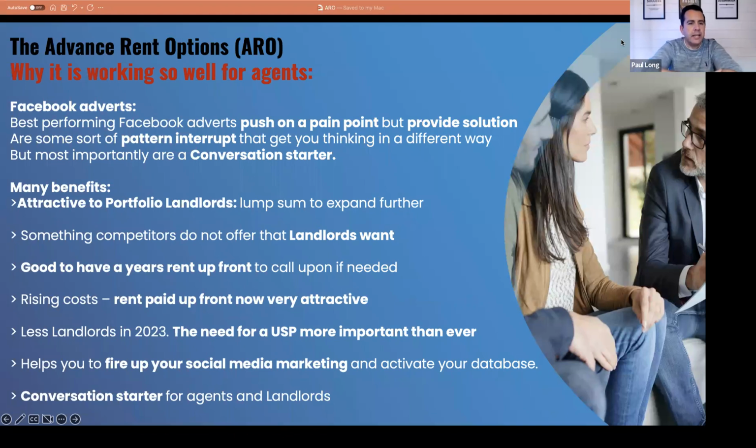That's great. And if anyone is interested, any agents that are interested, what's the best way for them to find out more about the ARO?